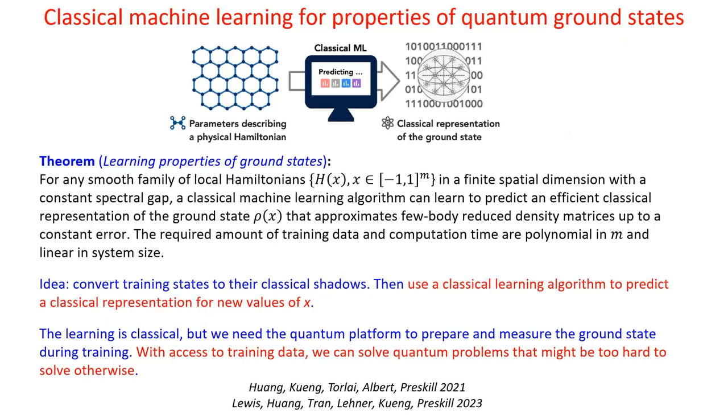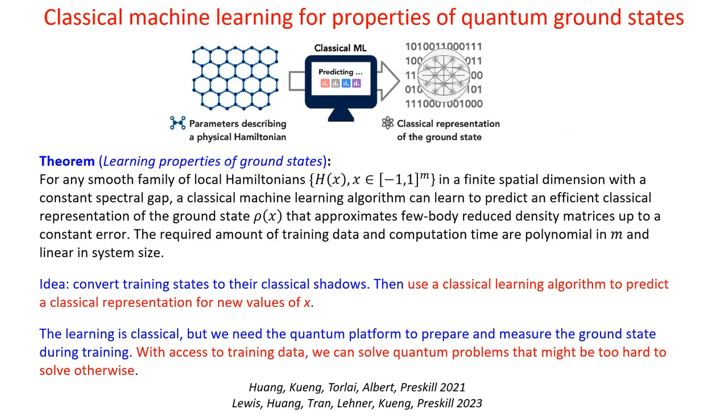So one such setting is predicting properties of ground states of quantum systems. So let's imagine there's some family of Hamiltonians, of energy operators, which are smoothly parameterized by some set of real parameters. And during training, we're given samples of ground states of randomly selected Hamiltonians in this family. And then our task after training is to predict properties of ground states in the family which are different from the ones we encountered during training. So our idea is that each time you get access to one of these ground state samples, you immediately do an experimentally feasible measurement to obtain its classical shadow. And then we try to generalize from the classical shadows to find a classical representation of the ground states for other Hamiltonians in the family.